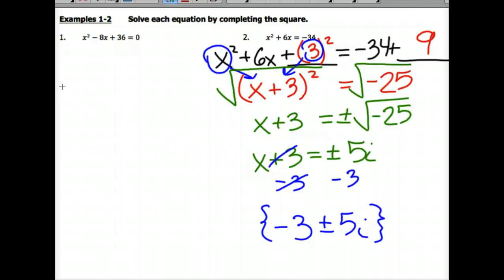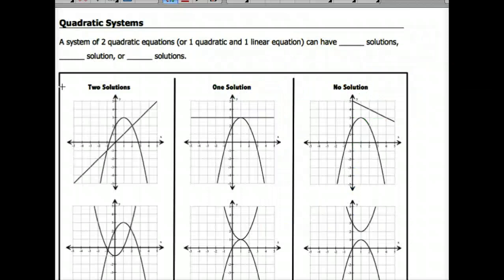Now let's look at the back side and do the second half of the video, which is quadratic systems. And if you remember when we did systems of equations, we always did 2 equations that were lines, and every time you solved a system of equations with 2 lines, you always found the intersection point. That's what the solution of a system of equations is. It is the intersection point of 2 graphs.